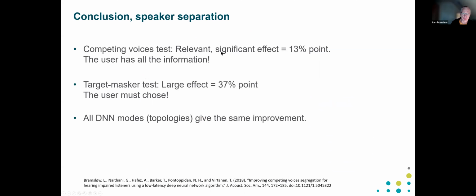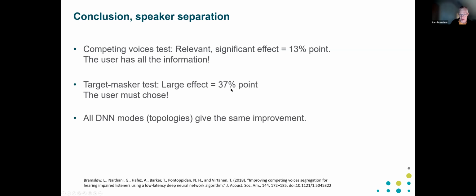So the conclusion for the speaker separation is that we get a relevant significant effect of 13 percentage points. That was the first study I mentioned. The user here has all the information, so they can attend to whichever voice they want to. And if we choose to leave one out, that's what I call the target masker test. There is the target and the known target, and there's a masker.